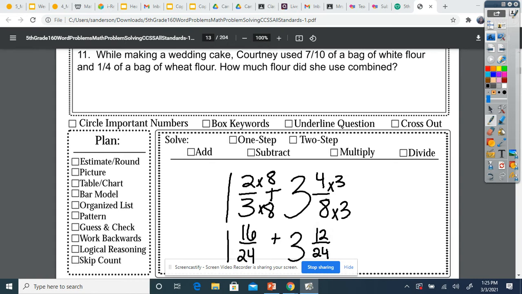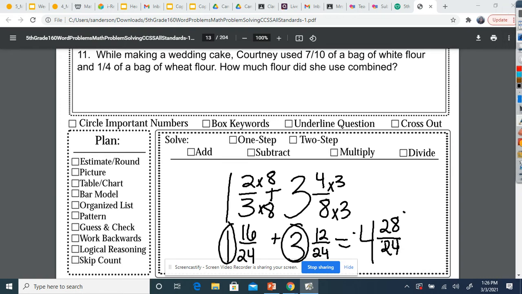All right, so now that we have common denominators, my first step is to add the whole numbers. 1 plus 3 equals 4. And then I can add my fractions. 16 plus 12 is 28. Keep my denominator. All right, so our fraction over here is an improper fraction, so we need to convert it into a mixed number, and then we'll combine it back with this 4.